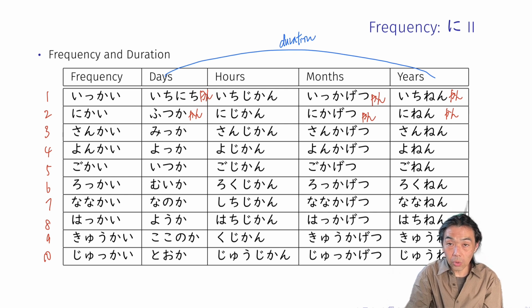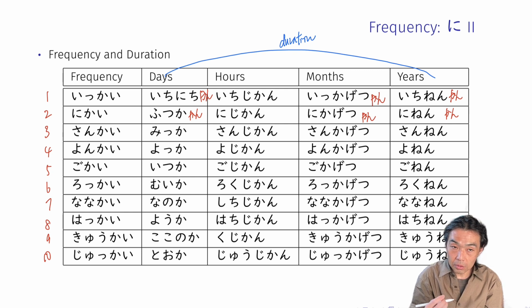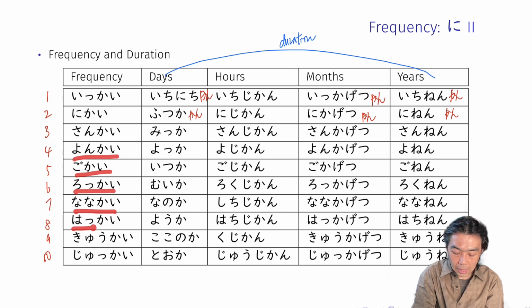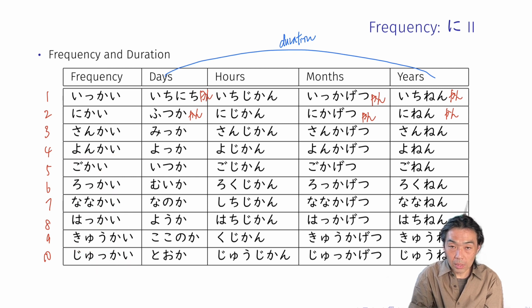Okay. So in order to use the same expression as English, once a week or twice a day, you also need the frequency, which is here. So frequency once is 1回, twice is 2回, 3 times is 3回, 4回, 5回, 6回, 7回, 8回, 9回, 10回. Okay. So that's how you say once, twice, 3 times, 4 times, 5 times.